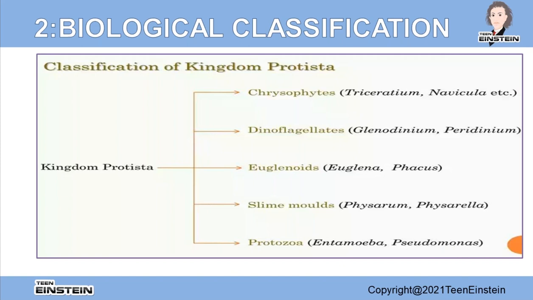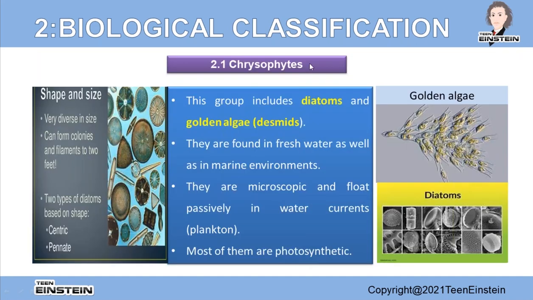Next is classification of kingdom Protista. All organisms which are coming under kingdom Protista are classified into different groups. First one is chrysophytes, then dinoflagellates, then euglenoids, slime molds, protozoa. Kingdom Protista is classified into chrysophytes, dinoflagellates, euglenoids, slime molds, and protozoa.